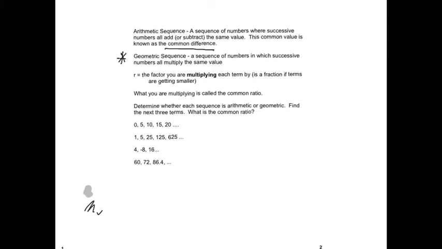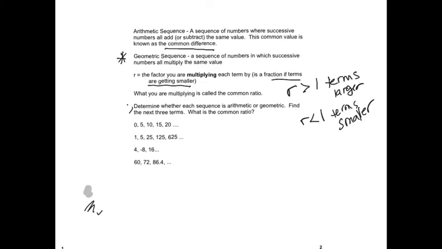Geometric sequence: a sequence of numbers in which each number is being multiplied by the same value. R is the factor you're multiplying by. If R is greater than 1, your terms get larger. If R is less than 1, obviously we're talking greater than 0, less than 1, then your terms get smaller. So that's good to know because then you can know if you made a mistake or not.